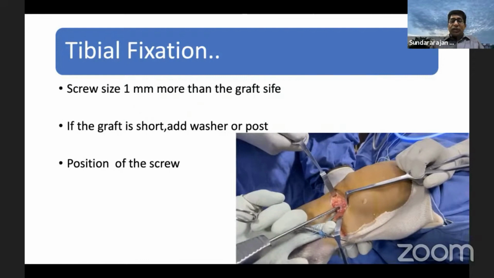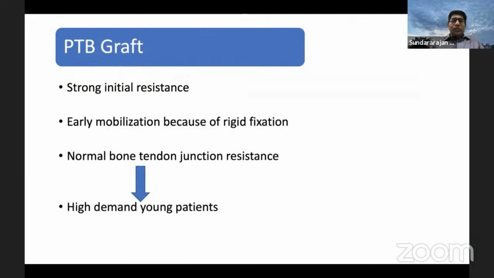So I take 2 slides for the PTP graft. The tunnel, your transportal technique, everything is absolutely the same. You need not change anything in your technique. The only thing is on the femoral side, make sure that you get only 1.5 to 2 centimeter of graft. Otherwise, sometimes it will become a problem. So that generally we use for high demand young patients, sports patients, where the patient wants to go back, because it's bone to bone healing.